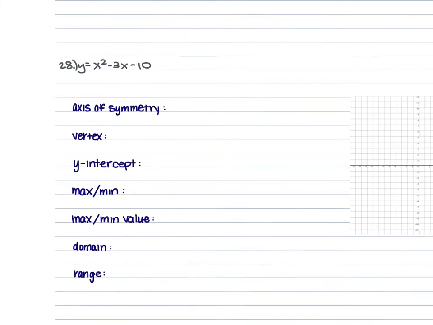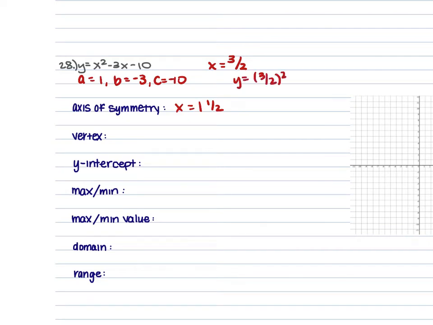For 28, we're given y is equal to x squared minus 3x minus 10. So our a is 1, our b is negative 3, and our c is negative 10. So x is equal to negative times negative 3, which is positive 3 over 2 times 1. So it's 3 over 2, or 1 1/2. To find y, we're going to plug that in. So 3 over 2 squared minus 3 times 3 over 2 minus 10.